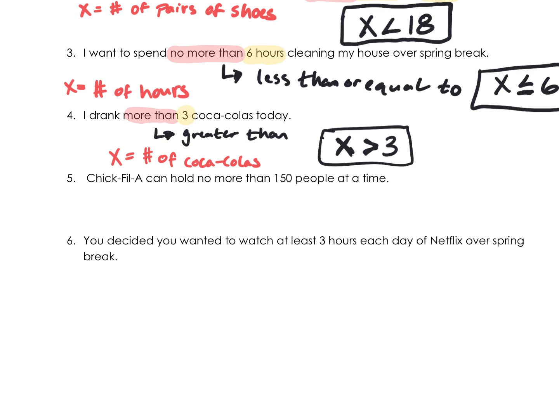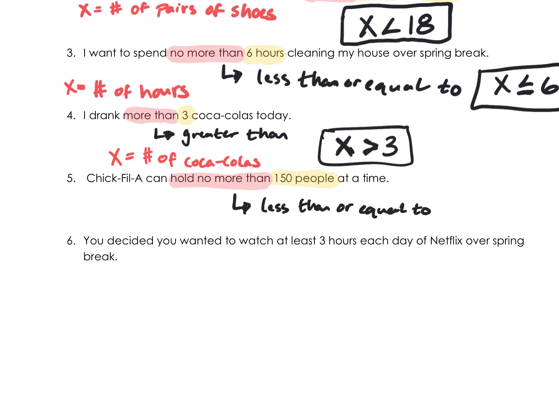So looking here, the number is 150 people. And what we know is at Chick-fil-A, it says it can hold no more than 150 people. Here's the question you've got to ask yourself. Does that mean it can hold 150? Yes. So that means it could equal 150, but then it has to be what than that? Lower. So that means our inequality has got to be less than or equal to.